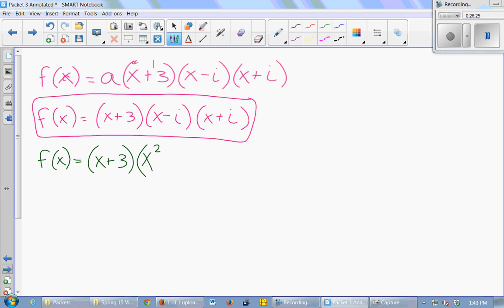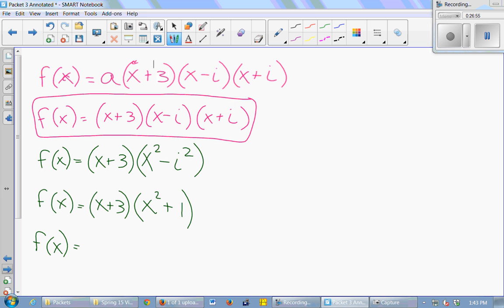So you have x squared, then you have plus ix and minus ix, so those will go away. And then you have minus i squared. So f of x equals x plus 3 times, i squared is really -1. So this is minus -1, so x squared plus 1. And then FOIL these 2. x cubed plus x plus 3x squared plus 3.